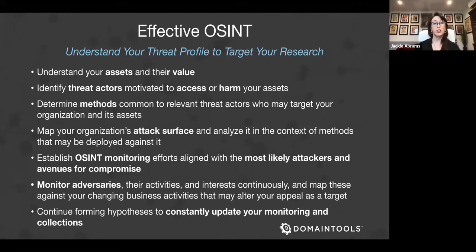One of the things that you always want to do is to establish external open source intelligence monitoring efforts so that you can find information about the most likely attackers and avenues for compromise that are relevant to your organization, and then constantly monitor these adversaries, their activities, their interests, different campaigns that they're spinning up, and map those areas of interest and focus to your changing business activities. You may not have been an interesting target yesterday, but suddenly you sign a new contract with a new client, and because threat actors are targeting that client, you may be appealing as a target today. So that's something you always want to keep in mind.